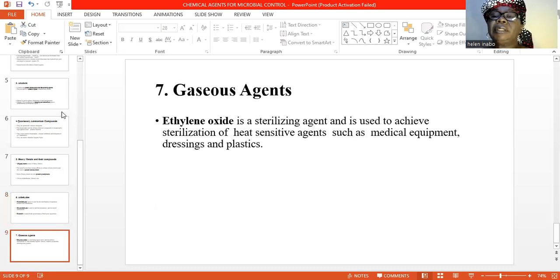Then the gaseous agents are also important chemical agents. For example, ethylene oxide is a sterilizing agent which is used to achieve sterilization of heat-sensitive items such as medical equipment, dressings, and plastics.